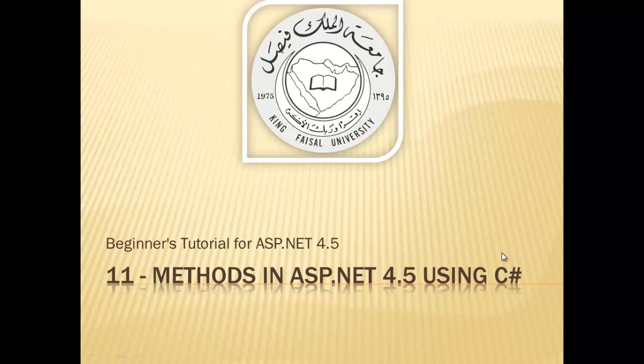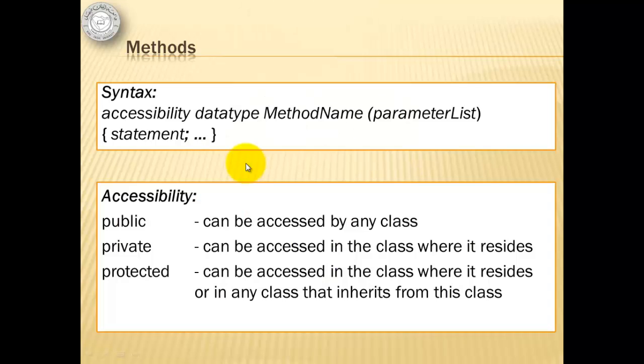want to learn ASP.NET. This is part 11 in this series entitled Methods in ASP.NET 4.5 using C#. Methods are used to easily maintain and reuse our codes. To write a method, we start with accessibility followed by the data type, the name of the method, the parameter list, and the statements inside the braces.